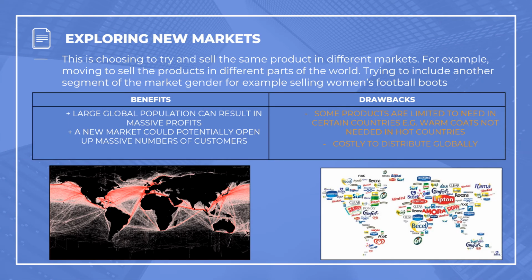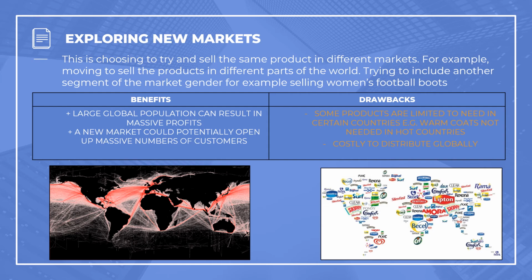So another method that you can use is exploring new markets. So this is where you try to sell the exact same product, but in a different market. And that could be in an actual location, as in try to sell it in a different part of the world, or it could be to try and target another segment.